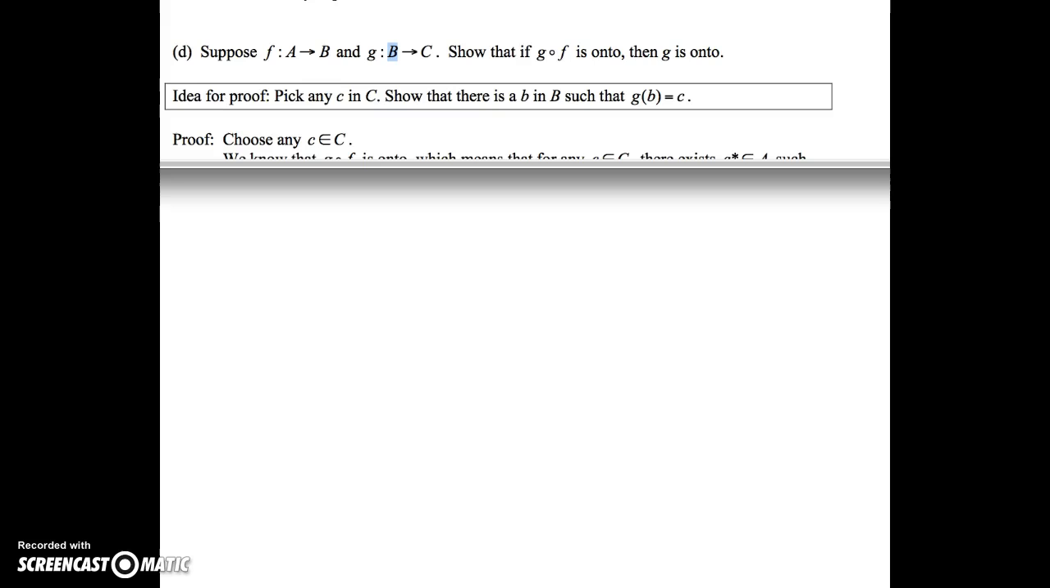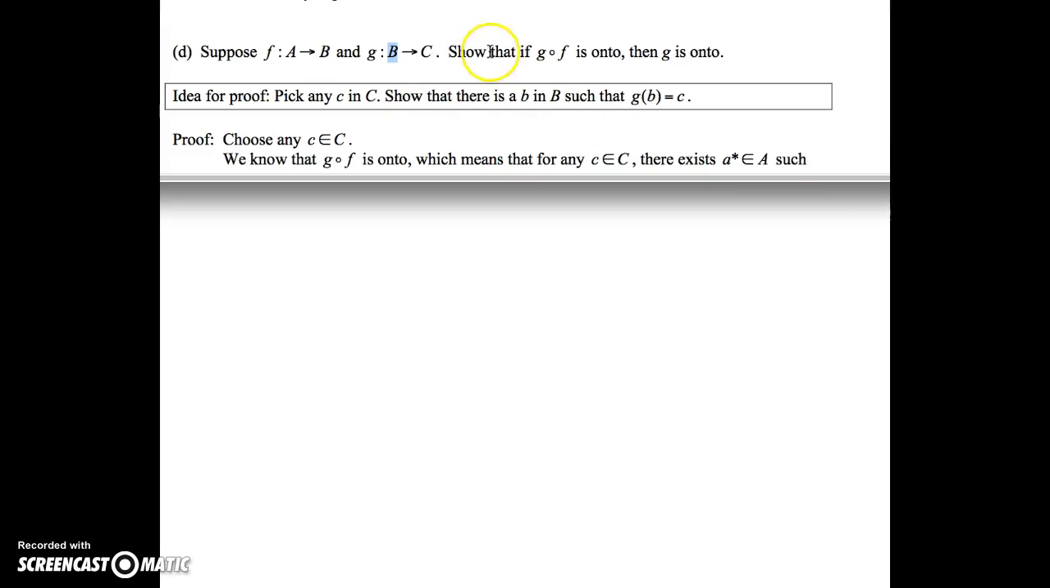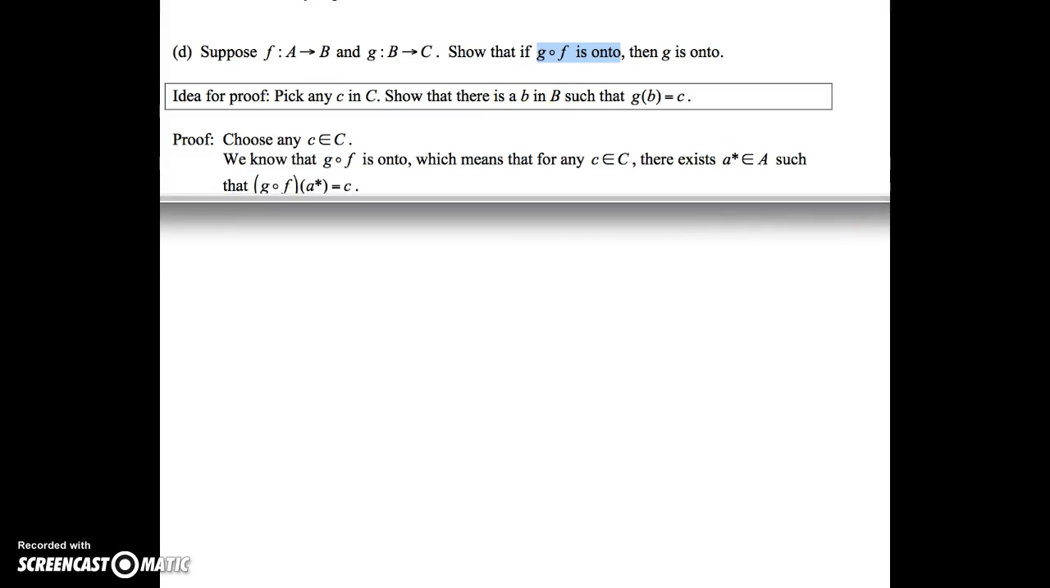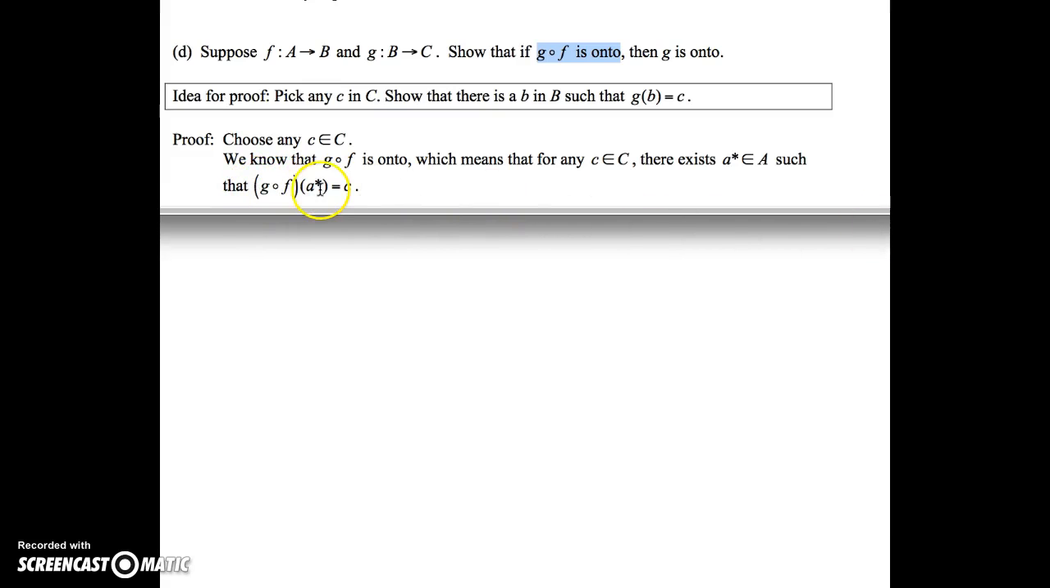So first, let's choose any element c in the codomain of g. And then I'm going to use this fact that g of f is onto. Since g of f is onto, that means for every c in the codomain of g of f, there is an element in the domain of g of f, which is A, and I'll call it a star. There's an a star so that g of f of a star is equal to c. Since g of f is onto, that means everything in C comes from something in A through this composition g of f. So for any c that you choose, there's a particular a star.